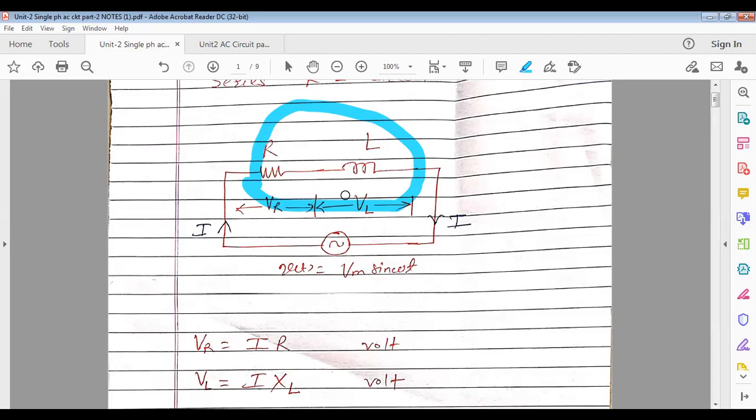So when inductance is there in the circuit, when capacitance is there in the circuit, meaning inductive type of load and capacitive type of load are there, whatever is the opposition to the flow of current, you cannot consider it only as R. You have to consider it as impedance Z. Capital Z is called impedance, and its unit is ohm.